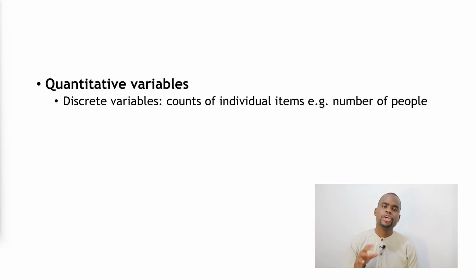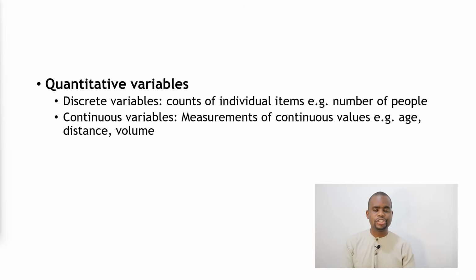So for example, if we say number of people, then that is a discrete value because you can never have a middle ground between 1 and 2. So you can never have 1.5 people. You have to count each and every one of the items individually. So number of people, number of trees, that is a discrete variable.